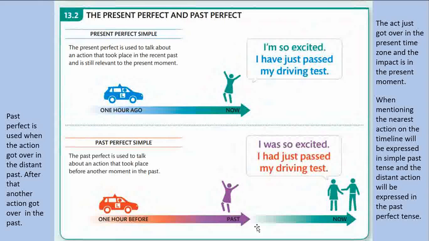I hope that when you construct the sentence, you'll remember that past perfect is used when the action got over in the distant past, and after that another action has taken place, which is in the past perfect. Simple past is nearest on the time zone. Past perfect is far away on the timeline, and when mentioning the nearest action on the timeline will be expressed in simple past, and the distant action will be expressed in past perfect tense.